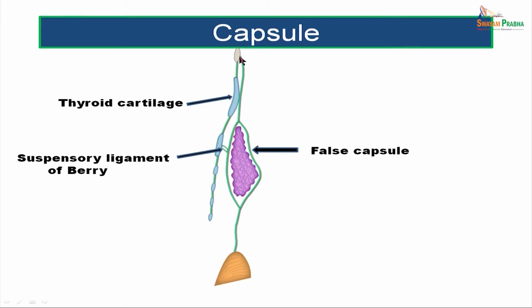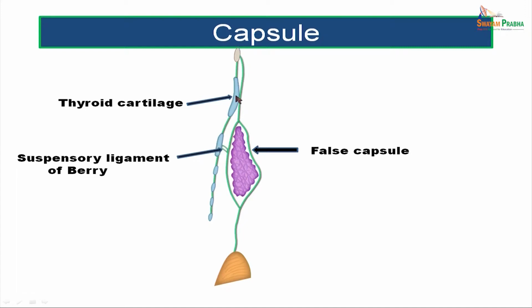So, when you trace it upwards, it is going to get attached to two structures here. One is the oblique line of thyroid cartilage and the other one is the hyoid bone. When you trace it below, you find that it is thickened between the medial surface of the gland and the cricoid cartilage, attaching the false capsule to the cricoid cartilage by a thickening which is called the suspensory ligament of Berry.